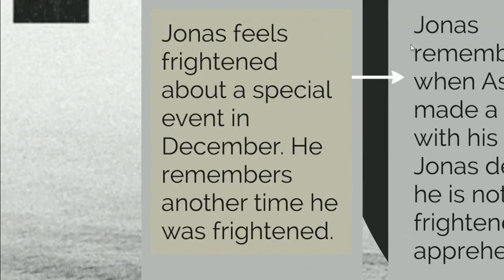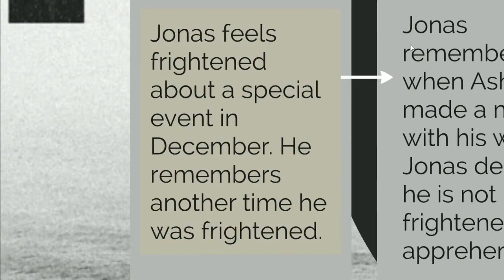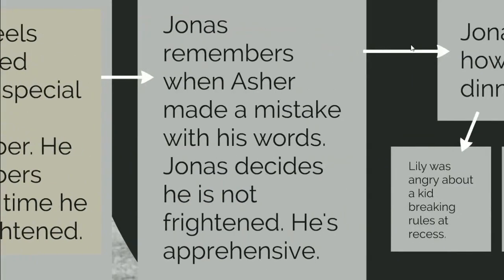At the beginning of the chapter, Jonas feels frightened about something, a special event in December. He remembers another time when he was frightened, when a jet flew over their community. Next, Jonas remembers when his friend Asher made a silly mistake with his words. Jonas decides he's not frightened, he's apprehensive. Apprehensive means nervous. See, Jonas thinks very carefully about the words he uses.